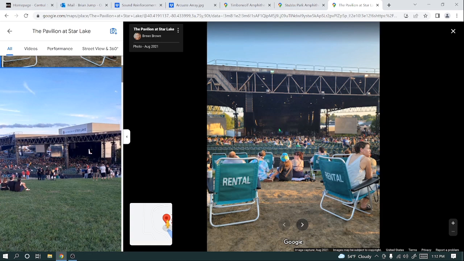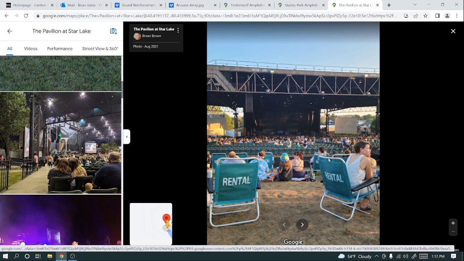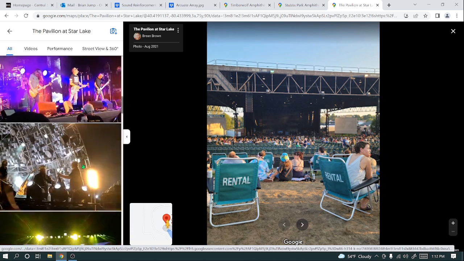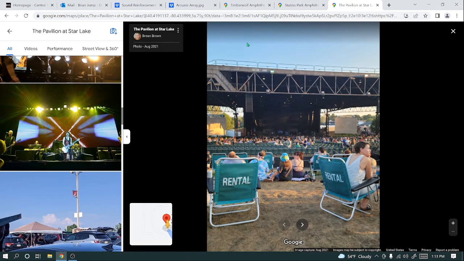So it seems like you might have trouble with a curved arcuate array in such a large venue as Star Lake. Oh, there they are. What kind of array is that? Yeah, it looks like a J-shaped array. It seems like these large venues need to use the compromise configuration. What's it compromising? It's compromising projection distance and frequency coverage. The J-shaped array, which is partially straight and partly curved, provides decent frequency coverage and decent distance projection. One of the drawbacks is that the straight speakers and the curved speakers require different levels of signal processing to maintain a consistent time alignment. Now, you might recall the somewhat slow speed of sound.